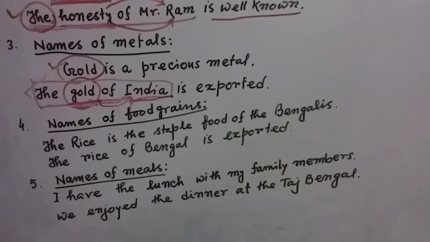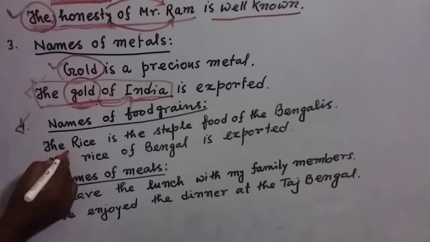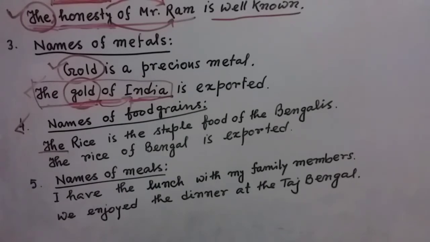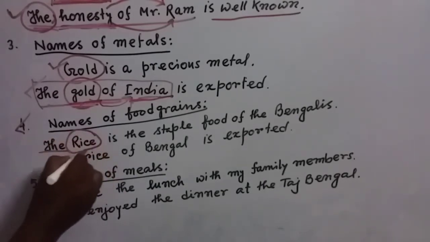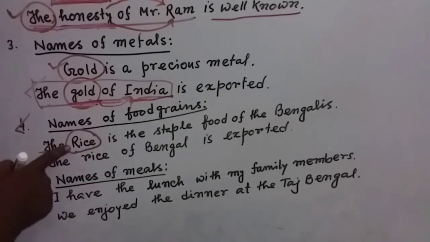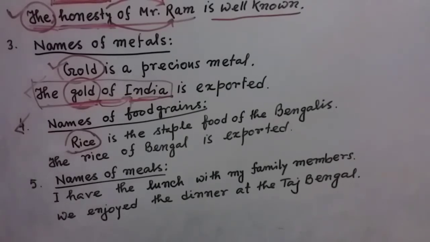Now friends, let's look at this point. Names of food grains. Actually, my dear friends, before the names of the food grains, we cannot use the article. Here I have written: the rice is the staple food of the Bengalis. Here this term must not be preceded by the. That means we cannot use the here. Here in general it's a food grain.